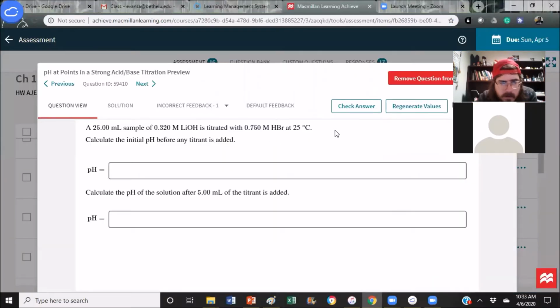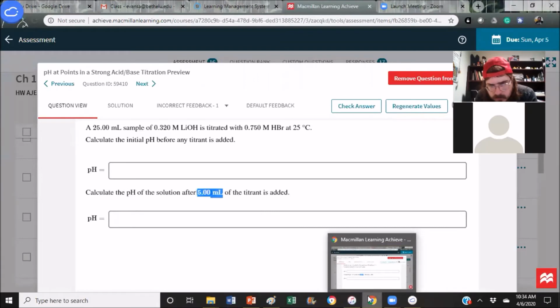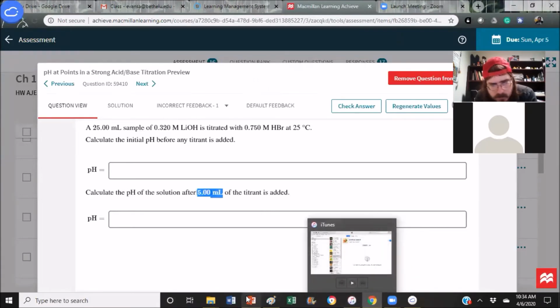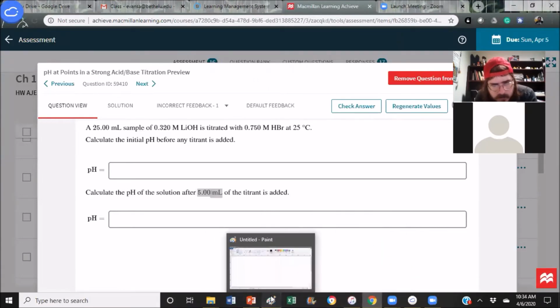So the idea here is 25 mils of 0.32 molar lithium hydroxide. So 25 mils of a 0.32 molar strong base is titrated with 0.75 molar strong acid. Calculate the initial pH and the pH after 5 mils. Now, the 5 mil part doesn't really matter. If you know how to do it once, you know how to do it at any point. And there's only really 4 points you care about on these. So let's pull this up.